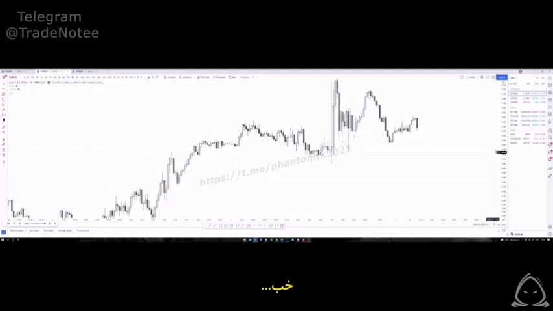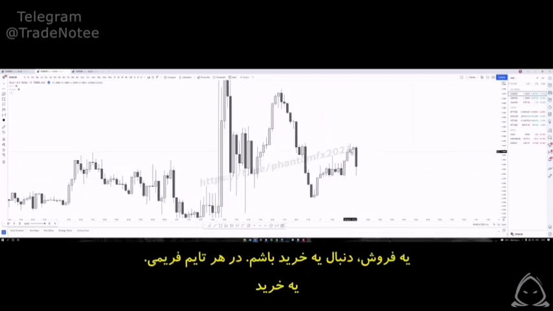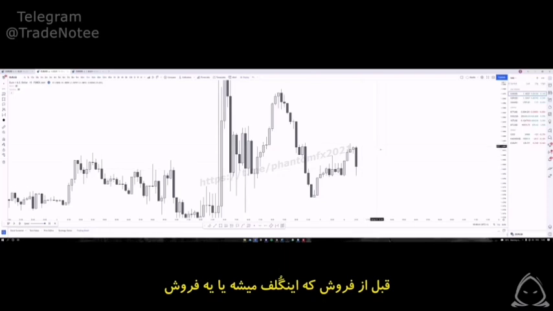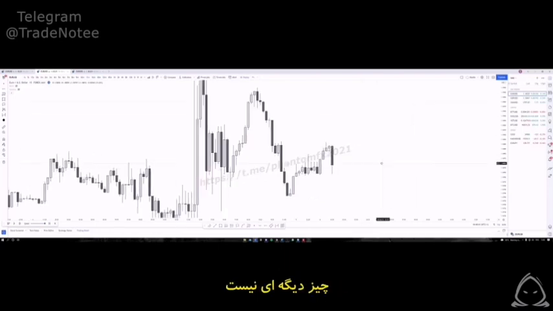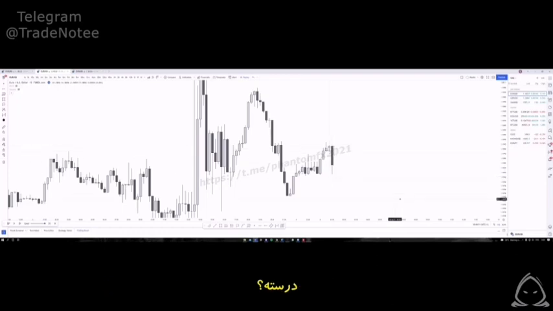My process is, I want a buy before a sell on any time frame, a buy before a sell that gets engulfed, or a sell before a buy that gets engulfed. That's it, nothing else. So let's go and find our buy to sell, which is this candle here. Buy to sell gets engulfed.